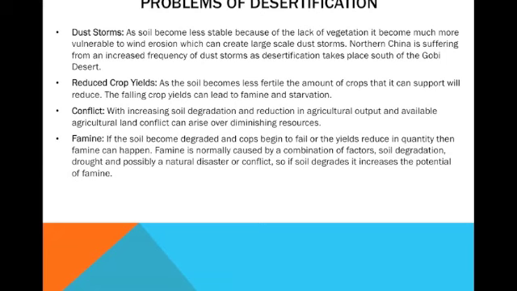Famine. If the soil becomes degraded, so if they undergo degradation, and crops begin to fail or the yields are reduced in quantity, then there's famine. Famine is normally caused by a combination of factors like soil degradation, drought, and possibly a natural disaster or conflict. So if soil undergoes degradation, it increases the potential of famine.